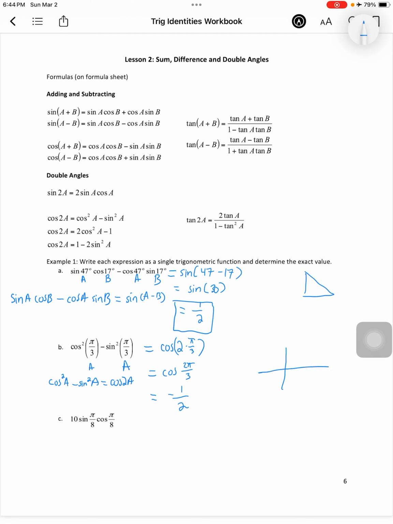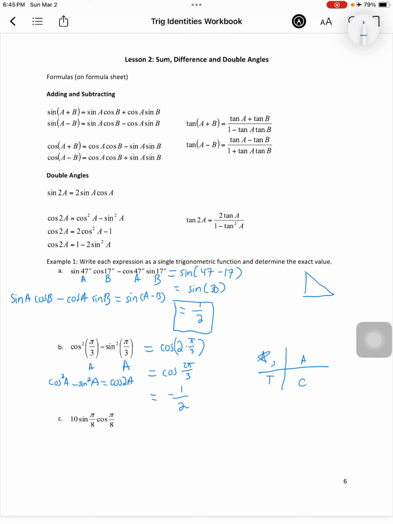So here, just a little review, 2 pi over 3 lands in quadrant 2, and then based off cast, cos is negative there. Now, letter C. This is probably one of the harder ones that trick a lot of students, but once you see this little tip, it'll help you a lot.